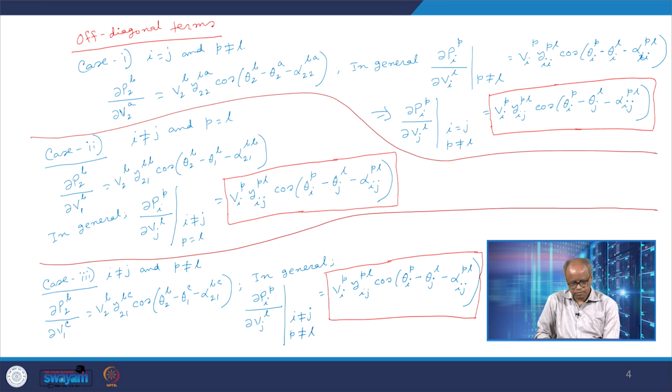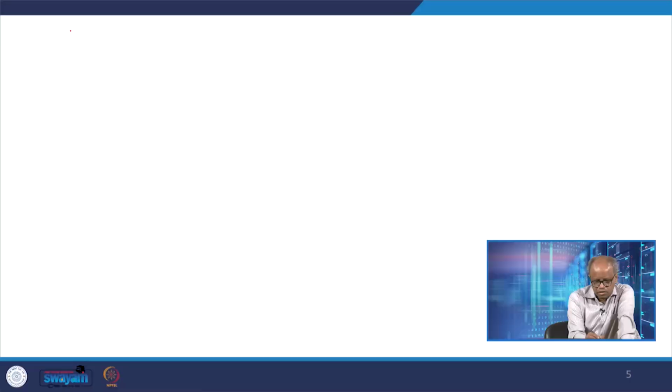Now, let us look at the diagonal term. So, again, as we have seen for the case of J1 matrix, for all the three cases the expressions are same. So, here also for this J2 matrix, for all the off diagonal elements, for all the three cases the expressions are same. Now, let us look at the diagonal term.